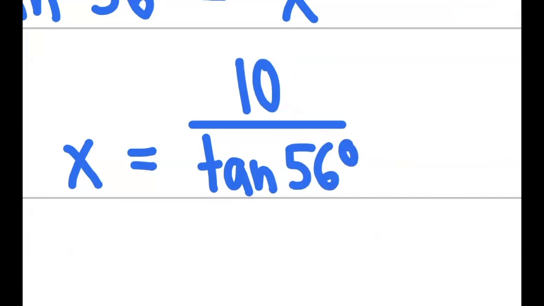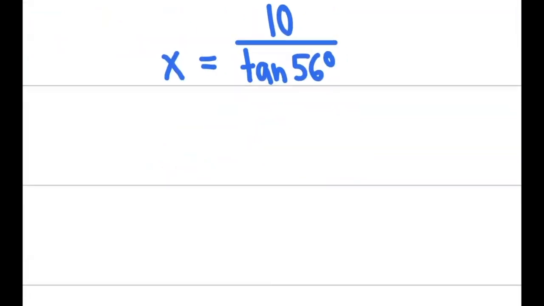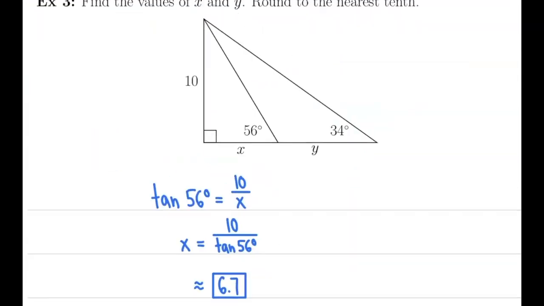Yeah, it's traumatizing. So if you punch in 10 over tangent of 56 degrees in your calculator, rounded to the nearest tenth, you're going to get about 6.7. All right.